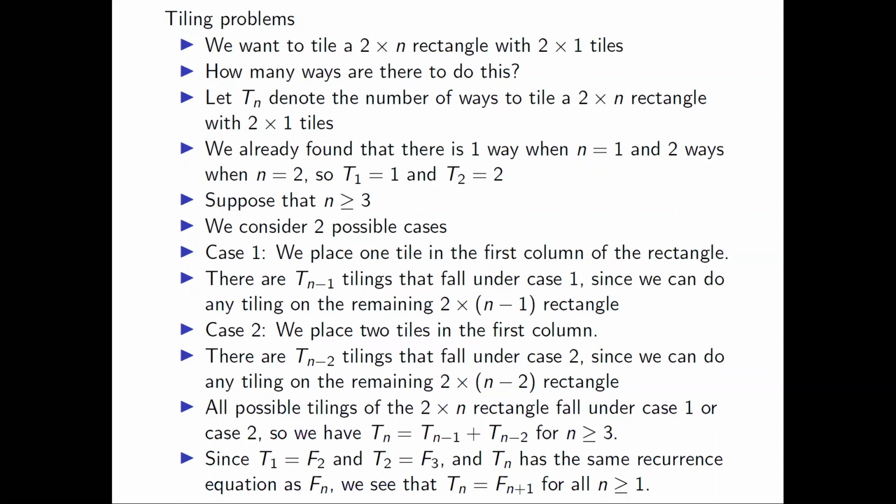So we could have also proved this using induction. We could have proved an explicit formula for T sub n using induction. But since it's already clear from the recurrence equation that it's the same as the Fibonacci numbers, we don't have to prove anything by induction. So the explicit formula for T sub n is just the exact same explicit formula as we got for the Fibonacci numbers, except with a plus 1 in the exponent.